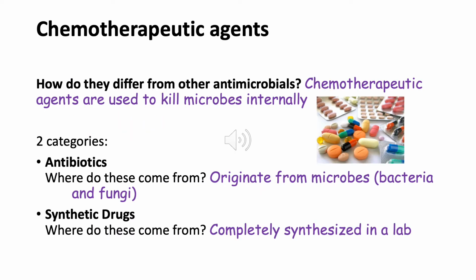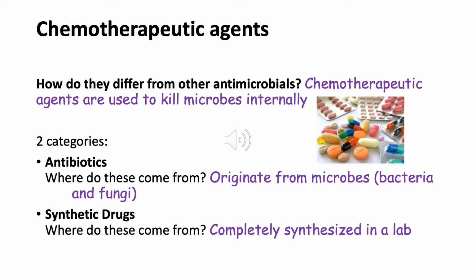So we've been talking about antimicrobials that are used on surfaces. So disinfectants being used on inanimate objects and surfaces, and antiseptics used on the surface of your skin. Now we're going to talk about antibiotics and other chemotherapeutic agents for killing microbes. So the word chemotherapeutic means the treatment of a disease with a chemical substance. So you might see the word chemotherapeutic and think of chemotherapy and think that it applies only to cancer, but really the word chemotherapeutic means the treatment of a disease with a chemical substance.